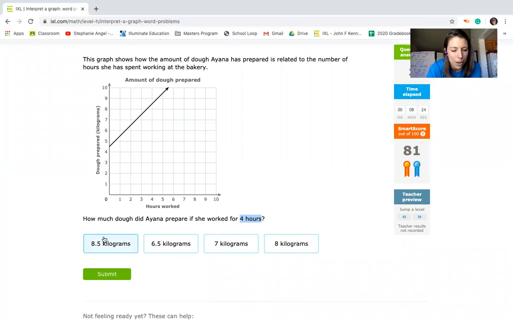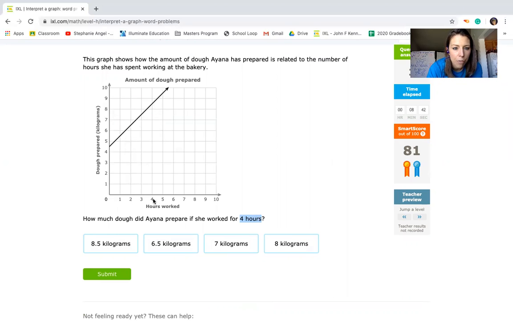The first one is 8.5. Is 8.5 between 8 and 9? Yeah, it looks like it. Let's just double check the other ones. Is 6.5 between 8 and 9? No. For 6.5, that looks like it would take her 2 hours. 7, no, 7 would take her between 2 and 3 hours, and we know it's not 8.